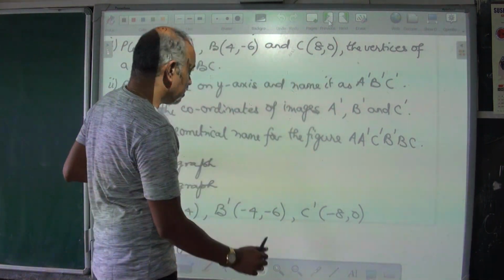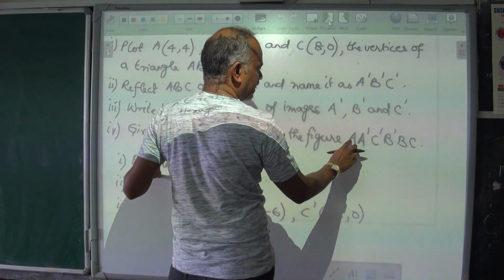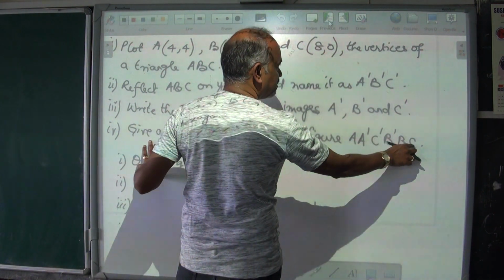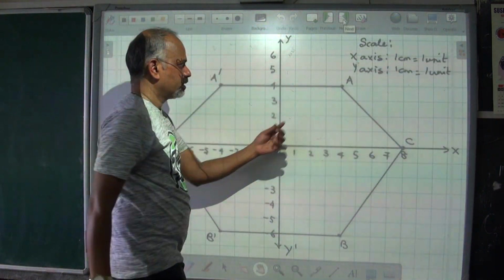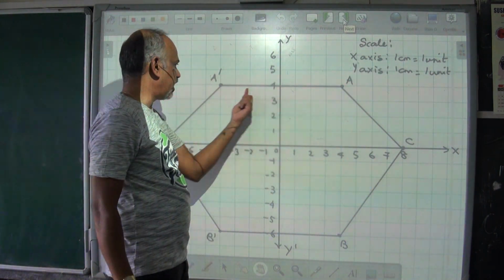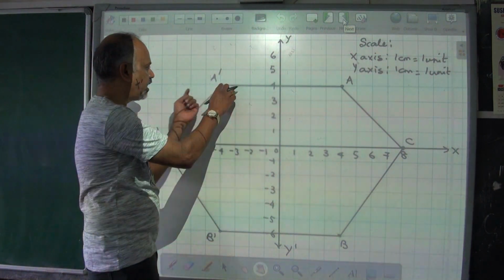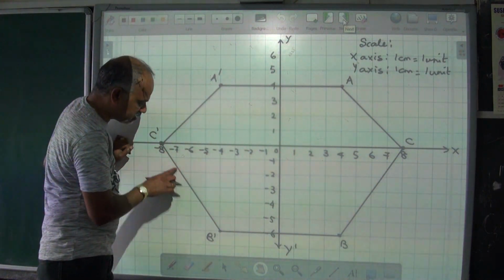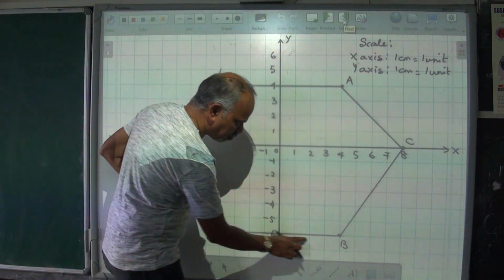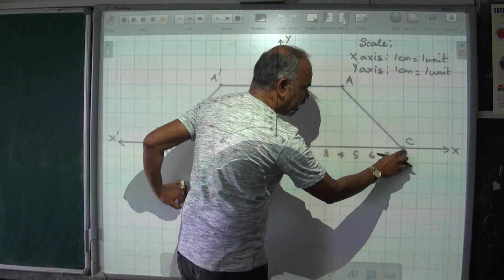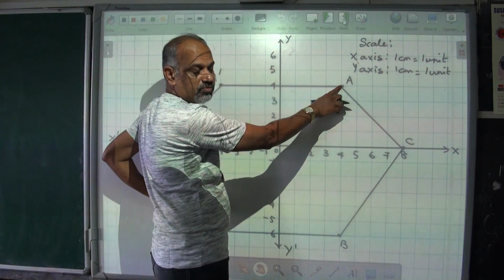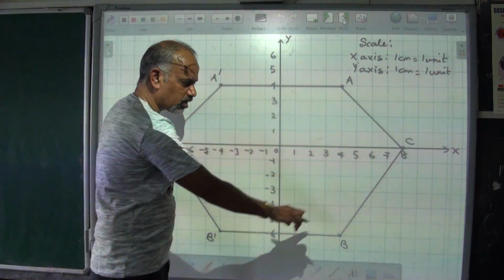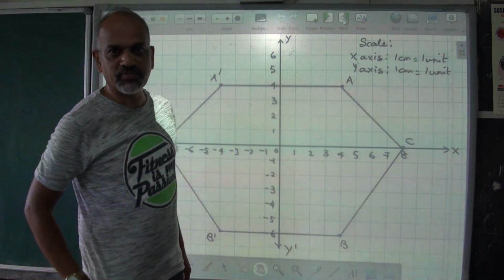Okay. So if you look at the figure, it says A dash, C dash, B dash, B, C. A has to be joined with A dash, that's one straight line. A dash with C dash, with B dash, with B, B with C, and C with A to complete the figure. So that's the figure that you got. Okay. You have to name this figure.